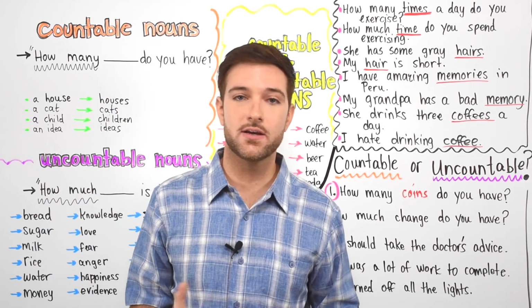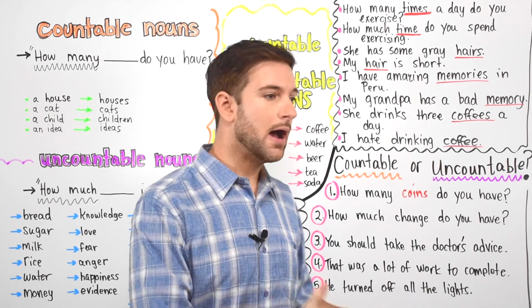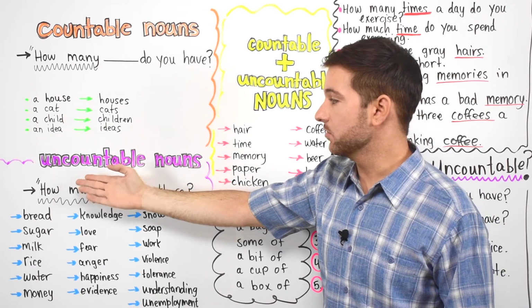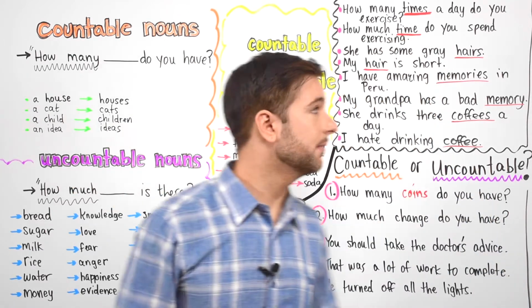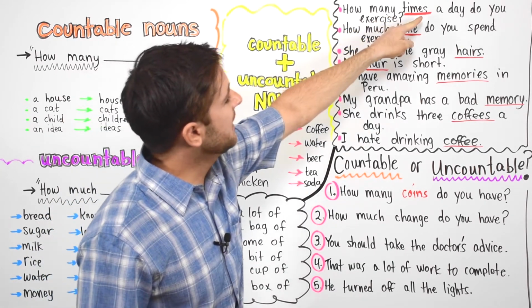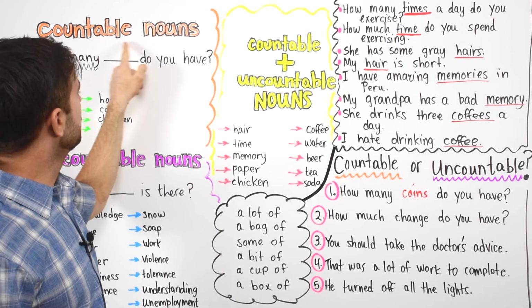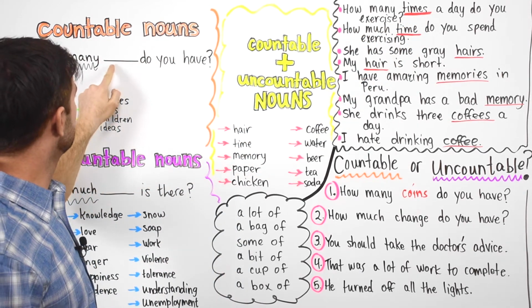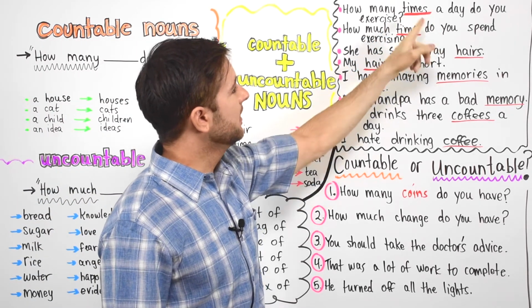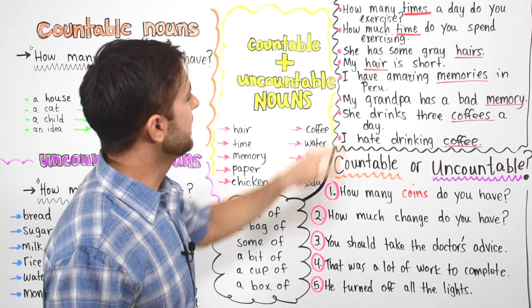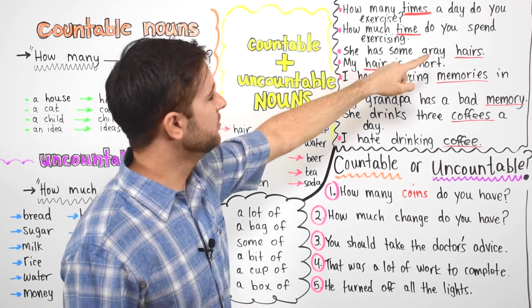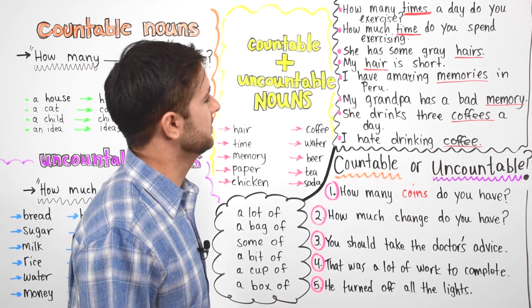We'll do this depending on the context. So you'll see why we have to use it as a countable noun, and you'll see the reason for using it as an uncountable noun as well. We have examples here. Let's read them. How many times, with an S, remember? Use it with countable nouns, right? Plural form. So we know this one right away. It is countable. How many times a day do you exercise, versus how much time, uncountable. How much time do you spend exercising?